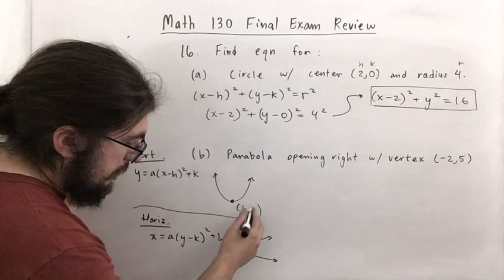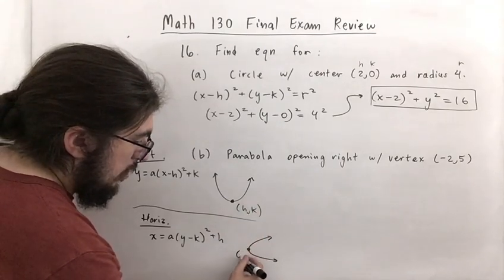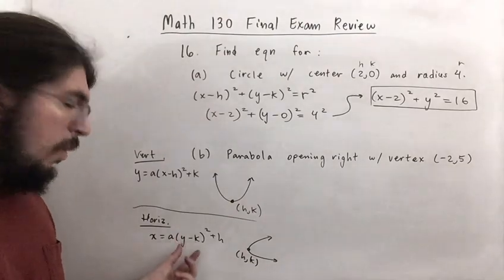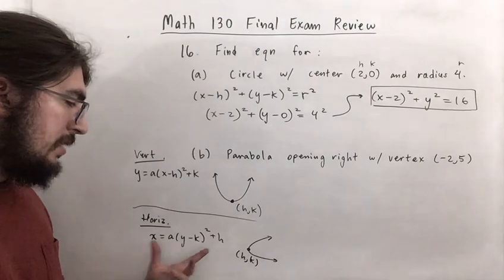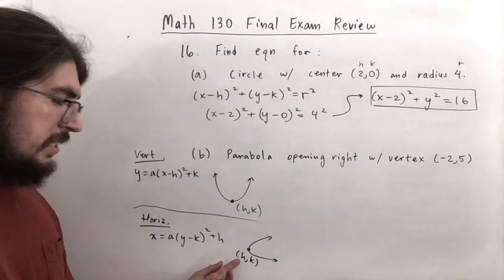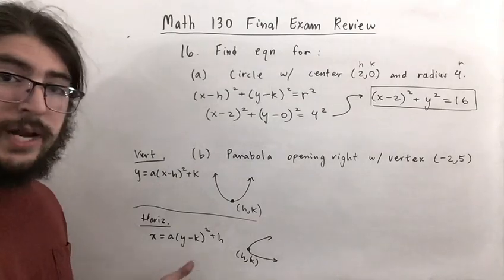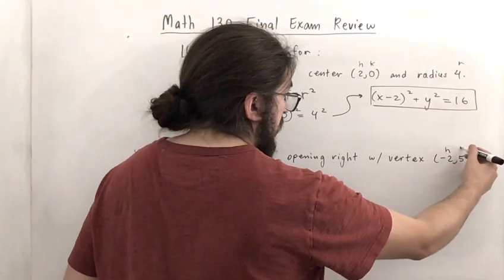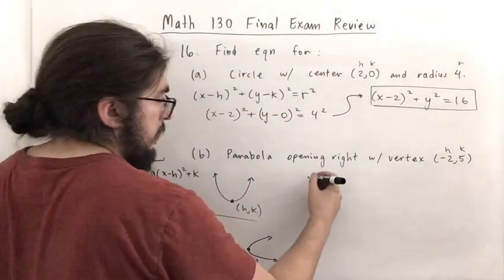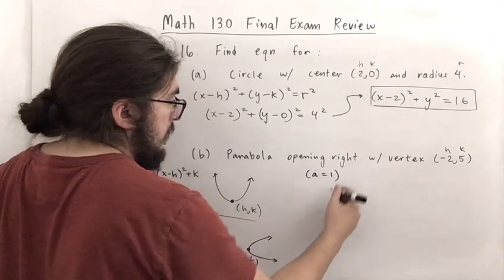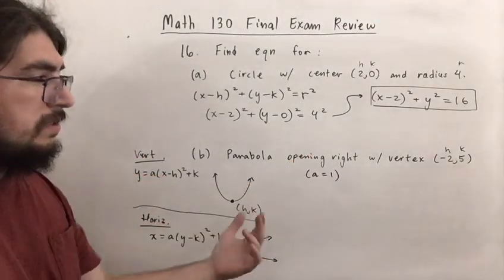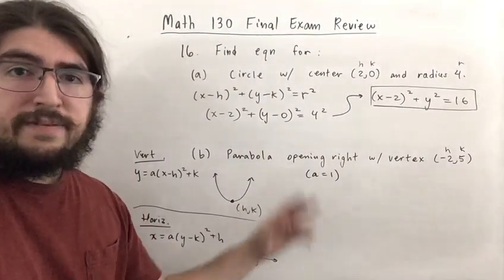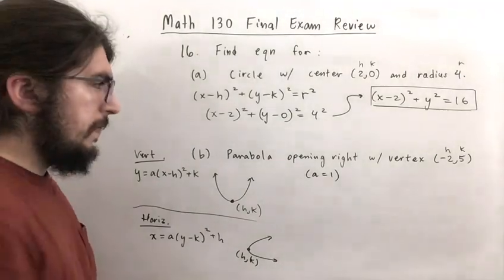But notice that this (h, k) vertex will still maintain the order (h, k). Why is that? Since y is next to k and h is still corresponding to x, we still have the fact that h is an x value and k is a y value. Sounds strange, but it is definitely true. So if this is h and this is k for the vertex of this parabola, then we have the following. And again, we're assuming here that a is equal to 1. I know it's positive because it's opening to the right. If it was open to the left, it would be negative. So we can make it -1, for example.